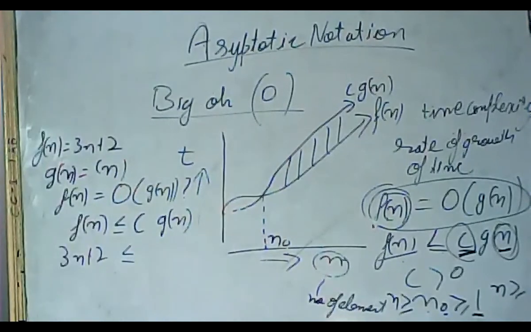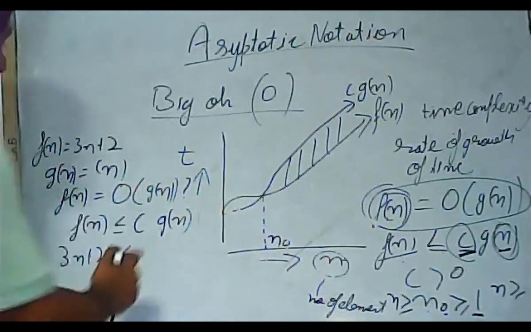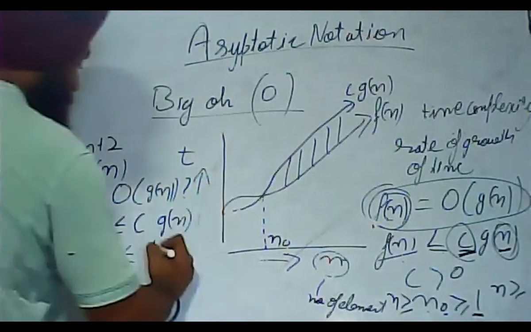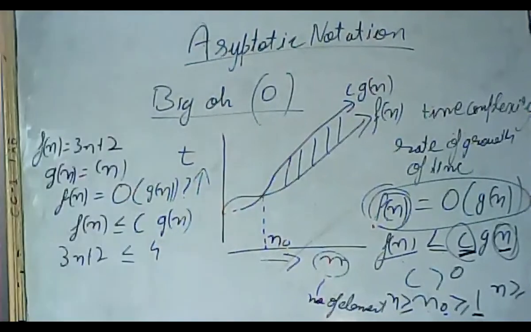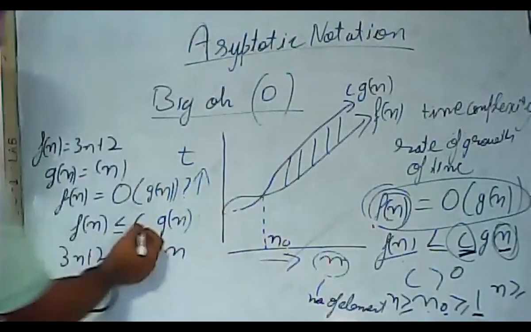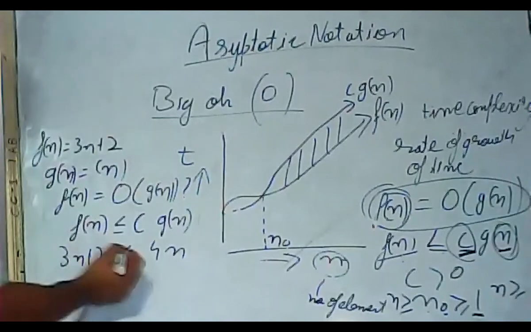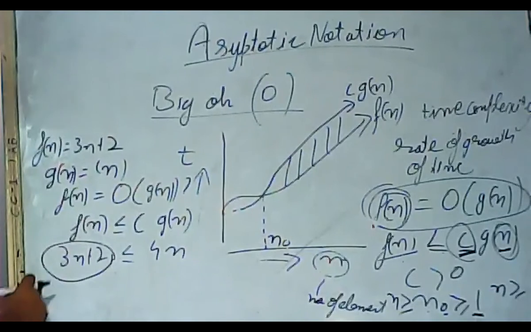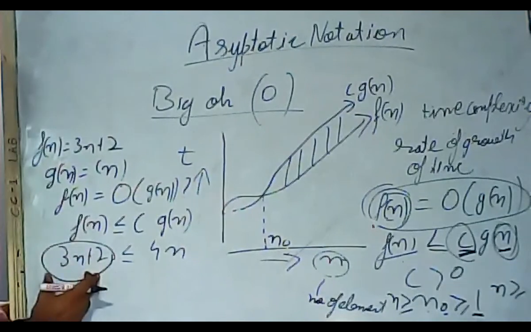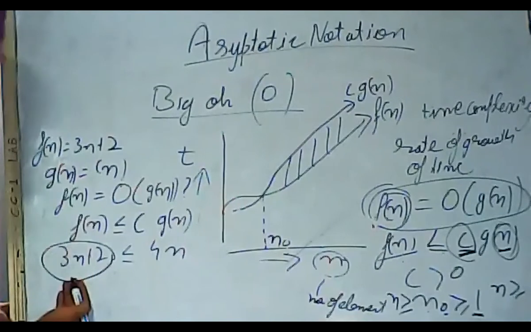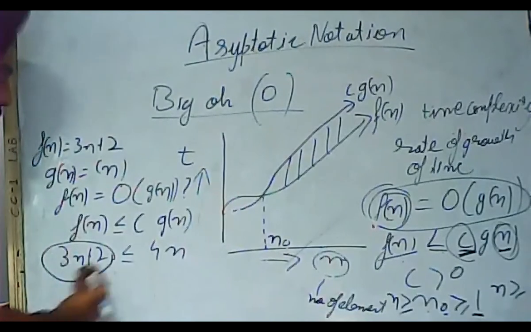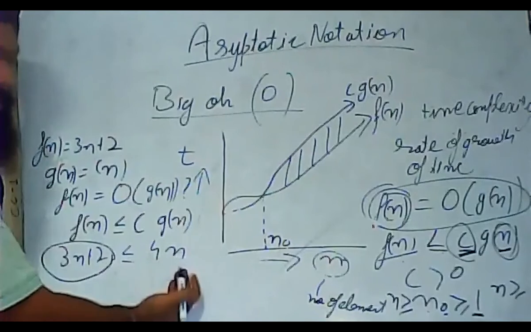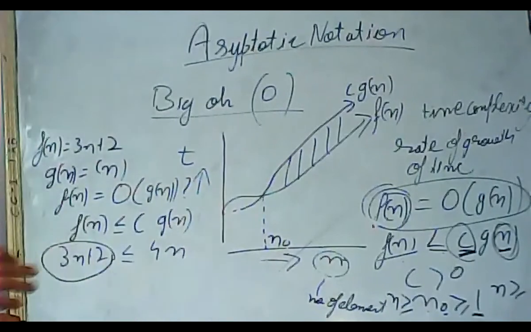So which function of n will prove this? If I say 4 and I put n here. So instead of c, I've written 4, because I want to find a greater value than this term, that is 3n plus 2. What will be the greater value of 3n plus 2? It could be 4, it could be 5, it could be 6. But we need to find the tightest bound.